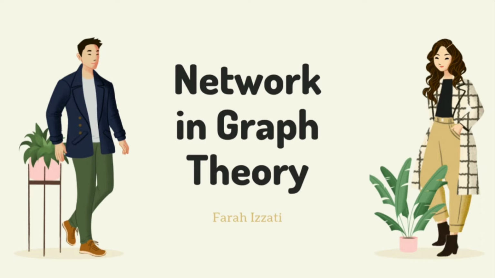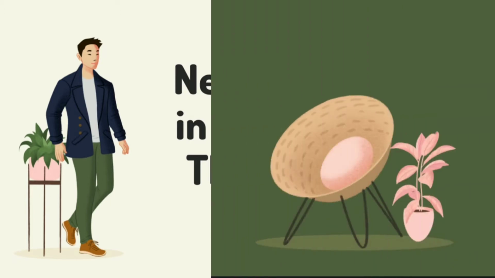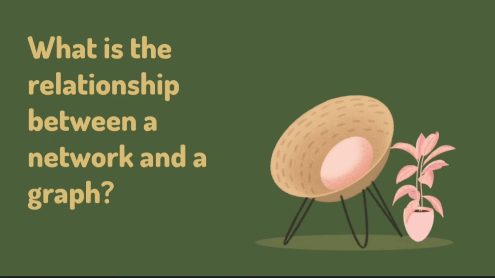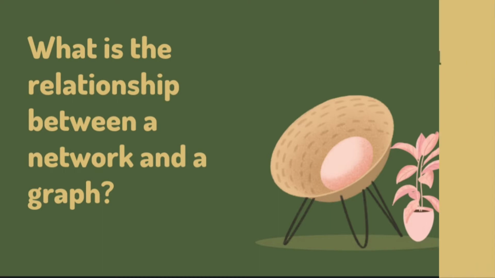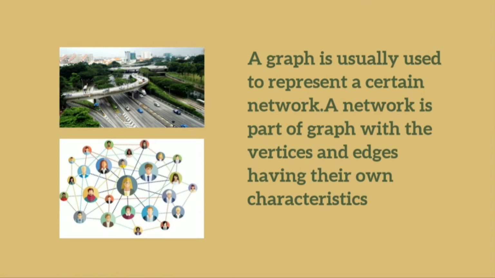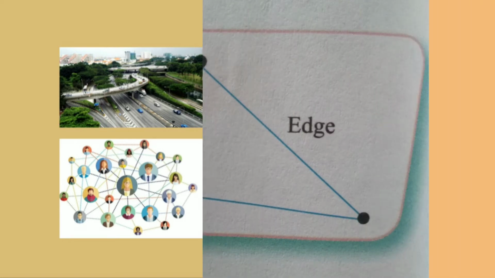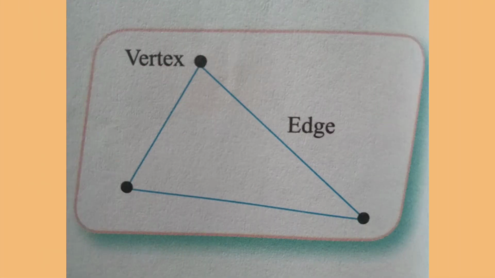Today we're gonna learn about network in graph theory. Before we start our lesson, we need to know what is the relationship between a network and a graph. So basically, a graph is usually used to represent a certain network. A network is a part of graph with the vertices and edges having their own characteristics. So, what is the vertex and edge? Vertex is the dot signs and edge is the lines.